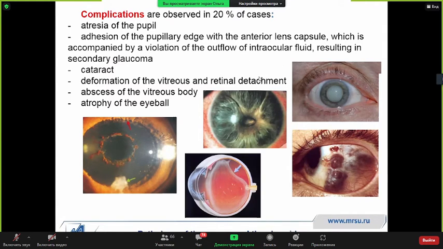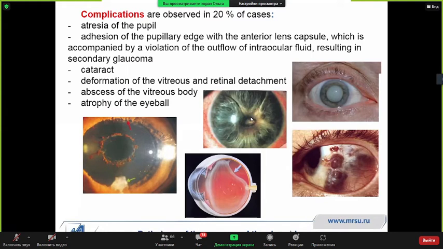Adhesion of the pupil range with the anterior lens capsule, which is accompanied by the violation of the outflow of intraocular fluid, resulting in secondary glaucoma. For example, here you can see the variant of Bambage. There is a total adhesion of the pupil range to the lens, to the capsule of the lens.